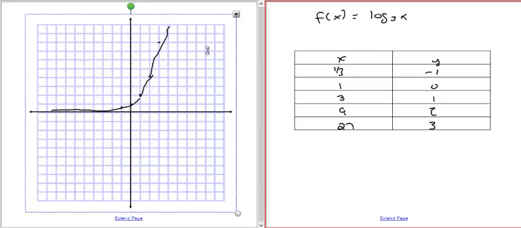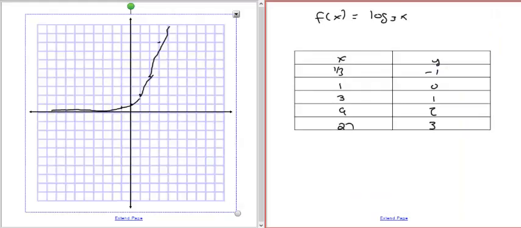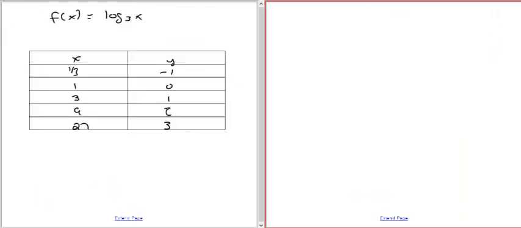But those are the values, because the logarithm and the exponential function are inverse functions of each other. So it's easier to fill this column in first, and then do the corresponding x values.